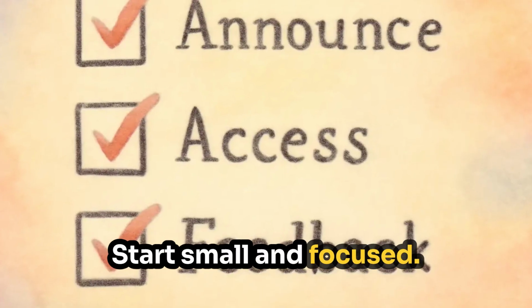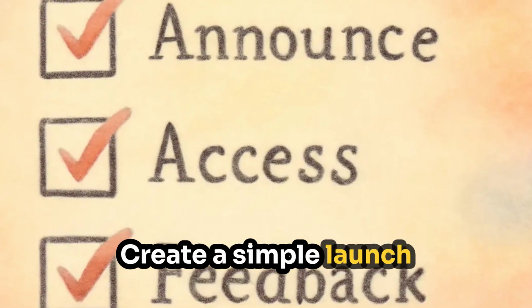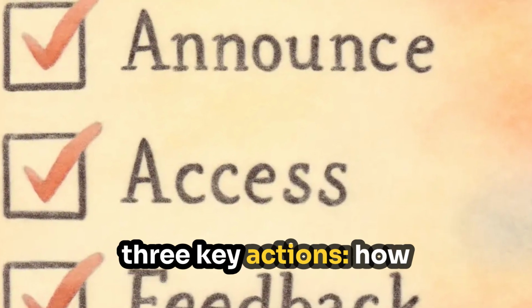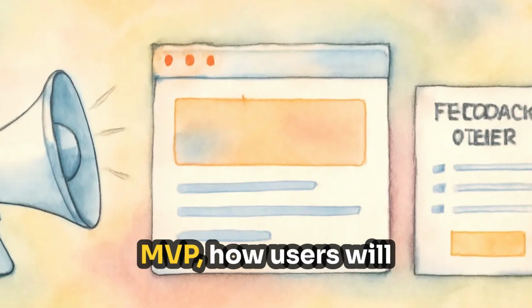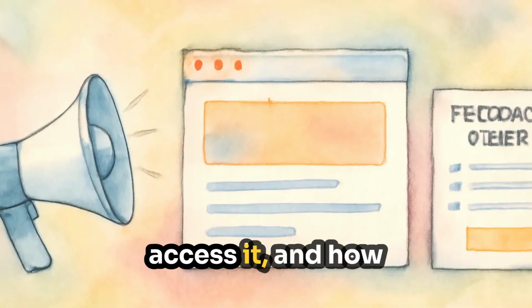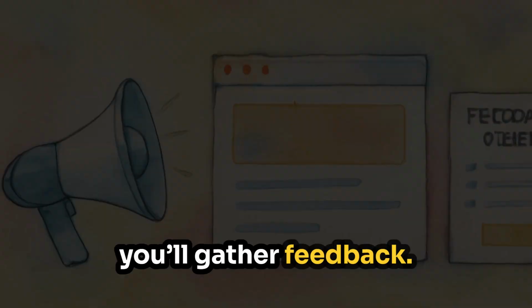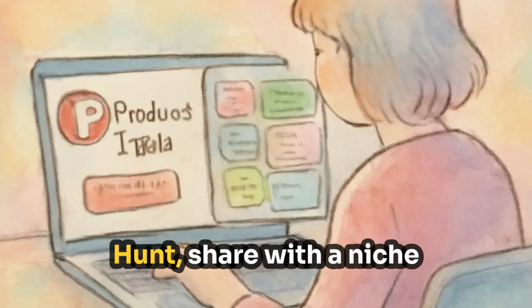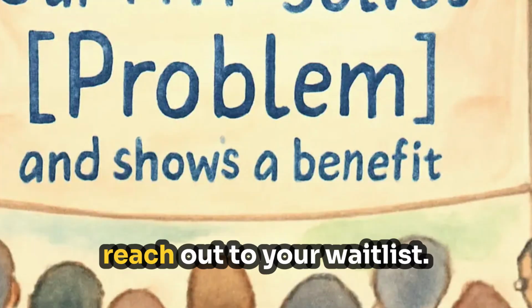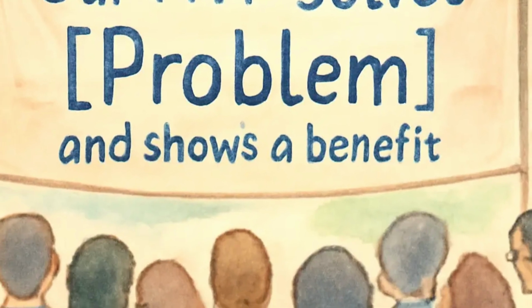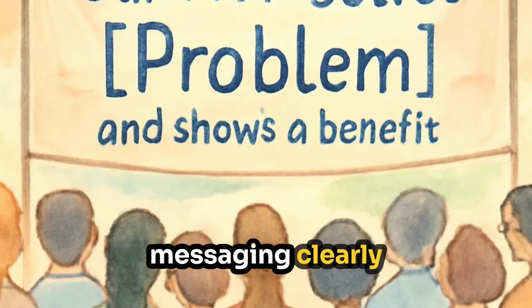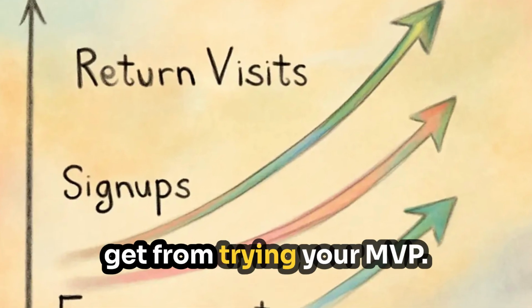Start small and focused. Create a simple launch plan that includes 3 key actions: how you'll announce your MVP, how users will access it, and how you'll gather feedback. You might post on a platform like Product Hunt, share with a niche online community, or reach out to your waitlist. Make sure your messaging clearly communicates the problem you're solving and the benefit users will get from trying your MVP.